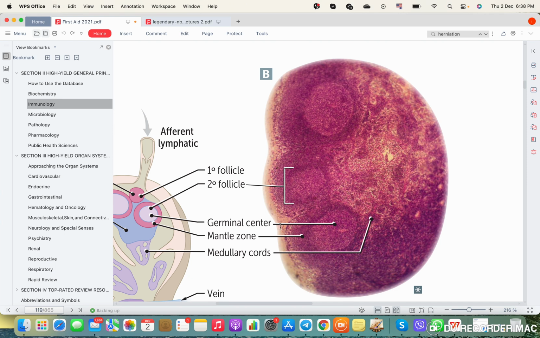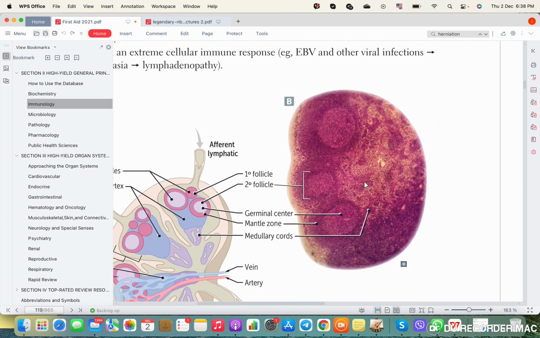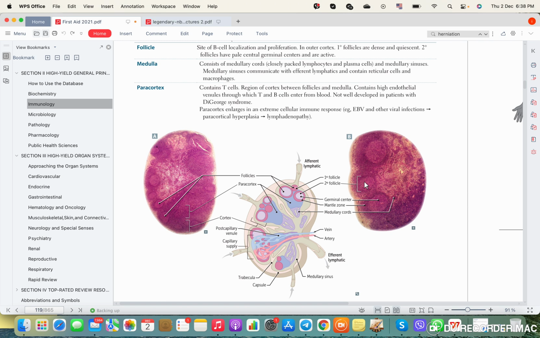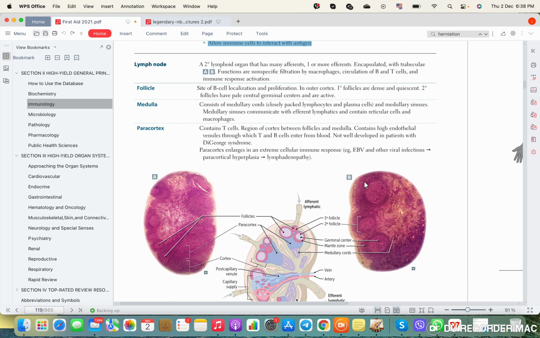But if you take a look to the outside, there is a capsule. Yes, there is a capsule. There are multiple follicles. And these follicles have basically a light area and a darker area surrounding it. We also have this area right here, which looks a little bit lighter. Each one of these has a name, has a color, and has a function.